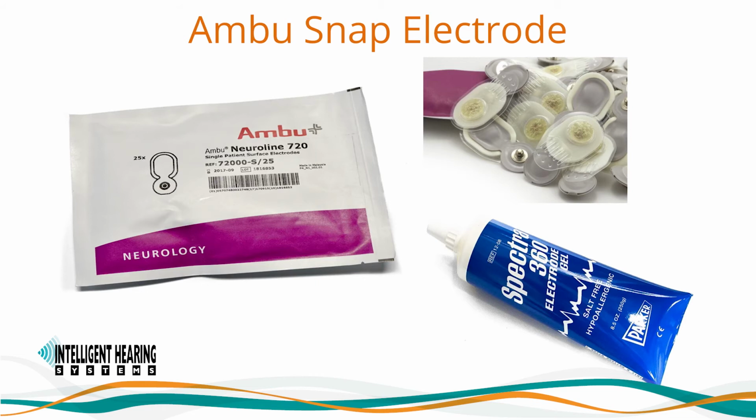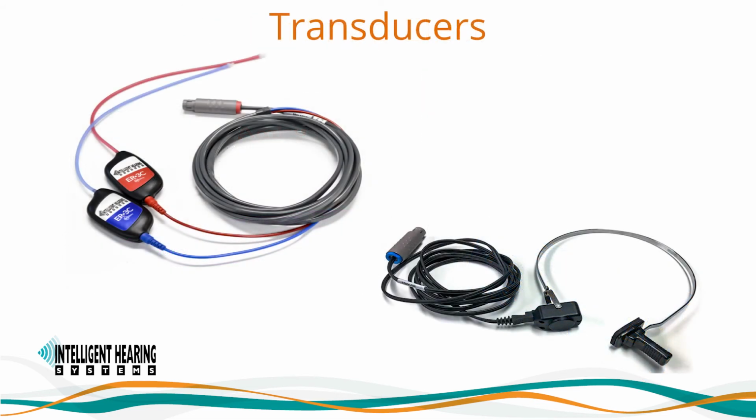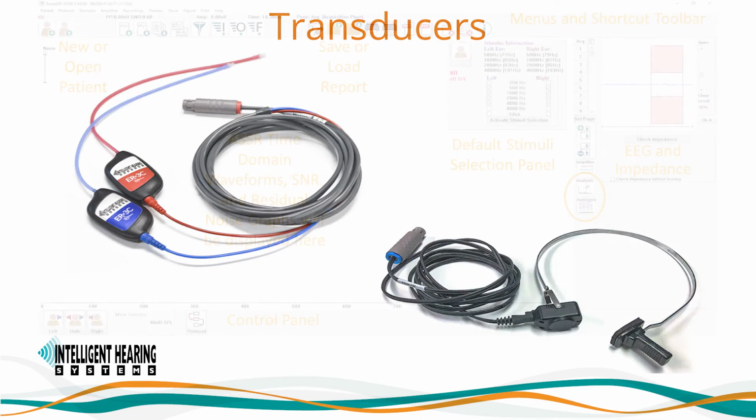After you have prepped the skin and placed the electrodes, you are ready to begin testing. Typically, ASSR testing is done with standard insert earphones. If you will be using the bone conductor for testing, please note that bone conduction ASSRs can only be done one ear and one frequency at a time.